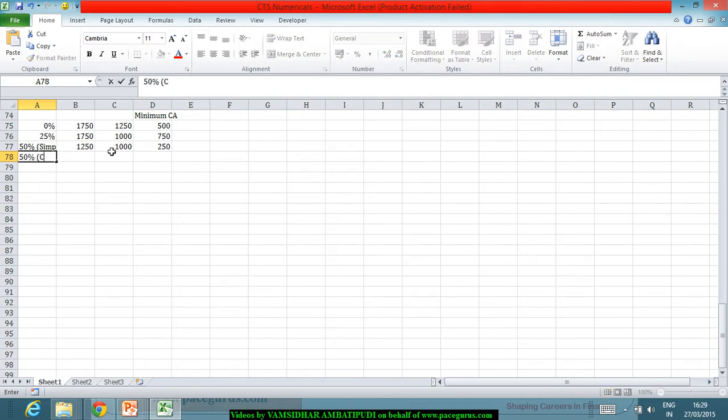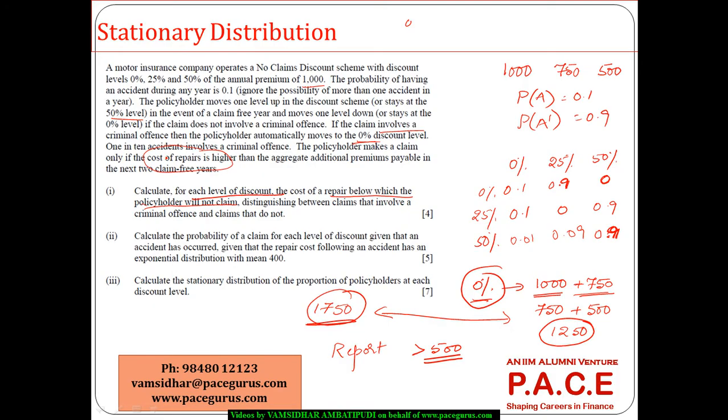Whereas if he has committed a criminal offense, then automatically his next year premium is going to be 1,000 and then another 750. Whereas if he is not making any kind of claim, he will end up paying 1,000 only. Going with the same logic, he will report that claim only if the claim amount is 750 or more. Any claim amounts below that are typically not reported, right? So that's the first part of the question for us.